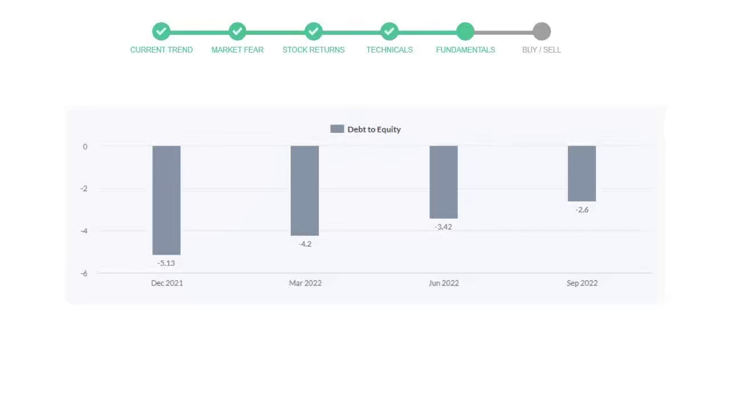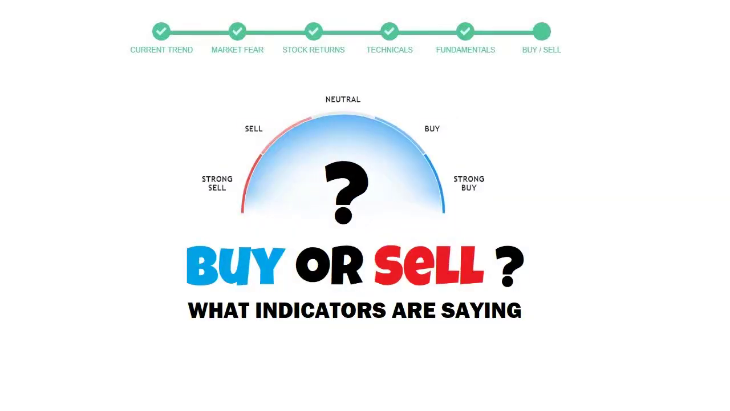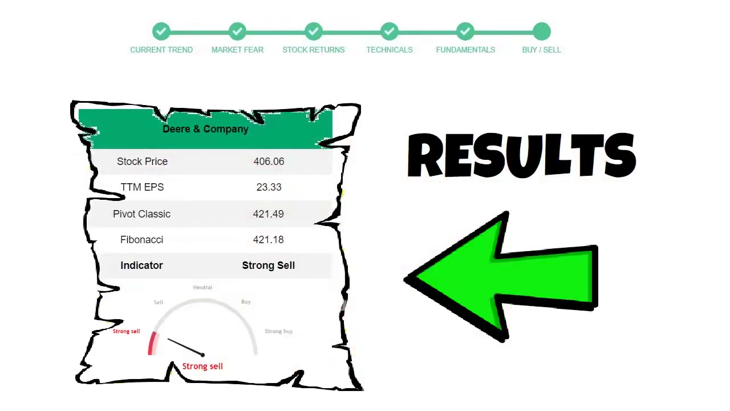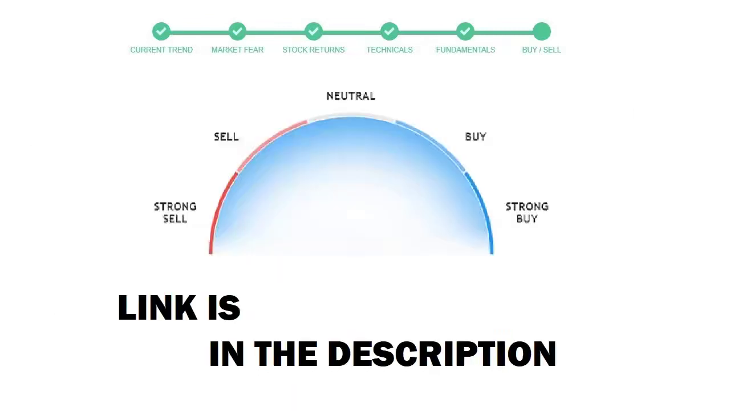To see today's buy or sell decision of this stock, we will use the buy-sell indicator web page. Just press the Analyze button on the page, and it will calculate all indicators and display today's buy or sell decision for this stock. I am putting up the link in the description box.